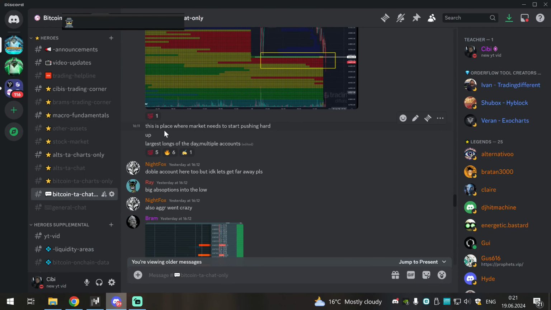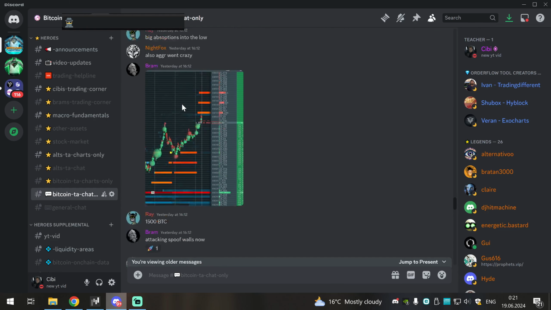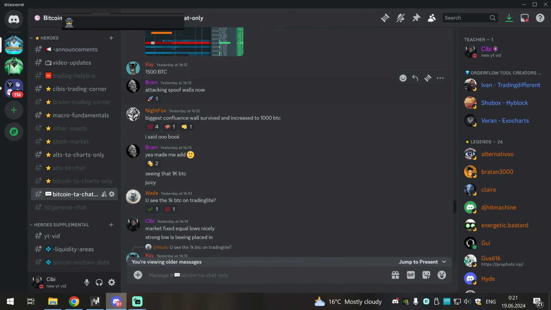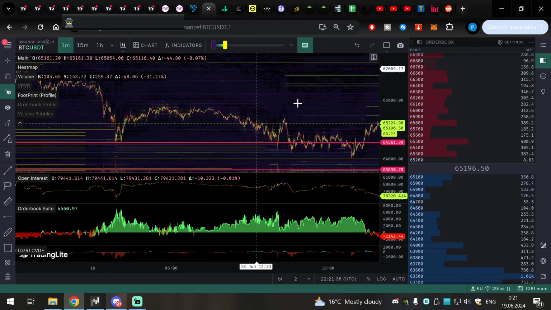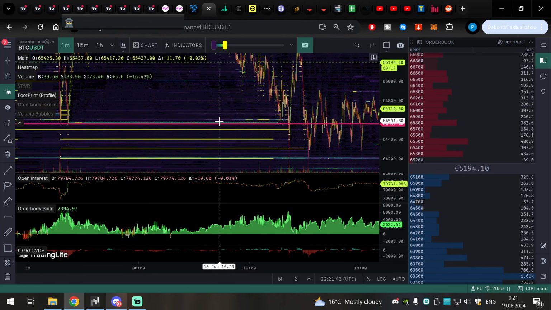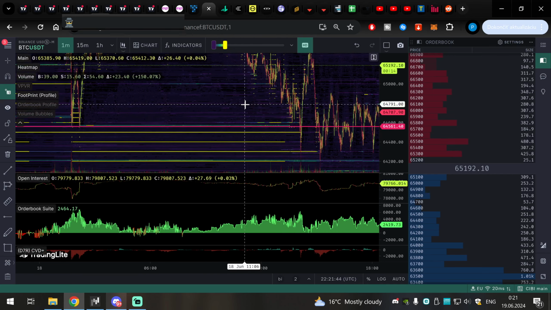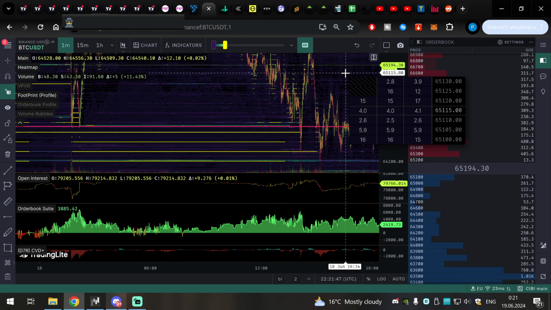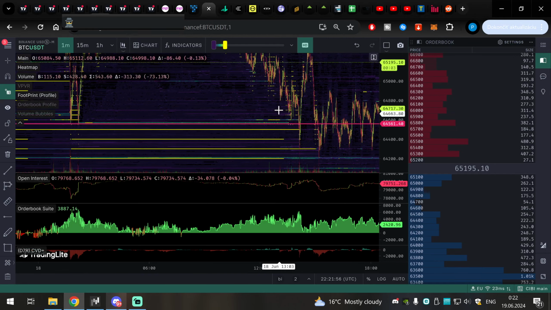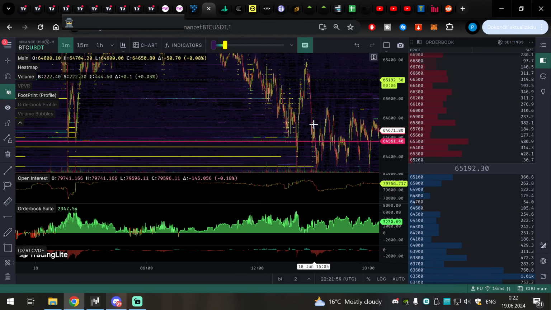Yes, so I said this is the place where the market needs to start pushing hard up. Largest longs of the day, multiple accounts. You see, I'm recognizing a big, really good trade setup here. We can go and see it on Tradinglite. By the way, swing failure patterns, if I'm seeing my statistics for thousands of trades, they grew my accounts in the most influential way. So actually trading them properly is the key, because it's giving you the best reward ratios.